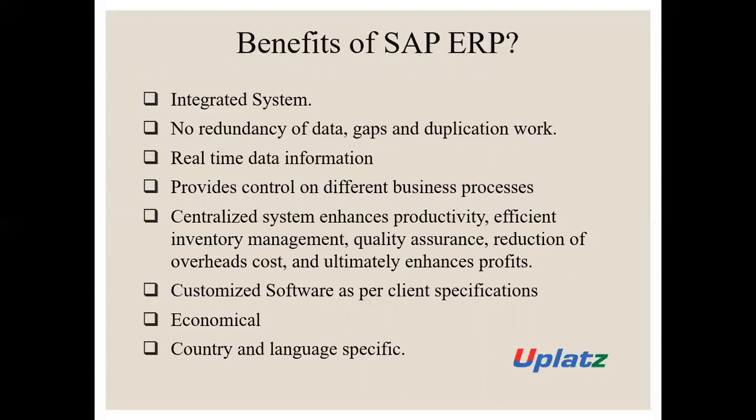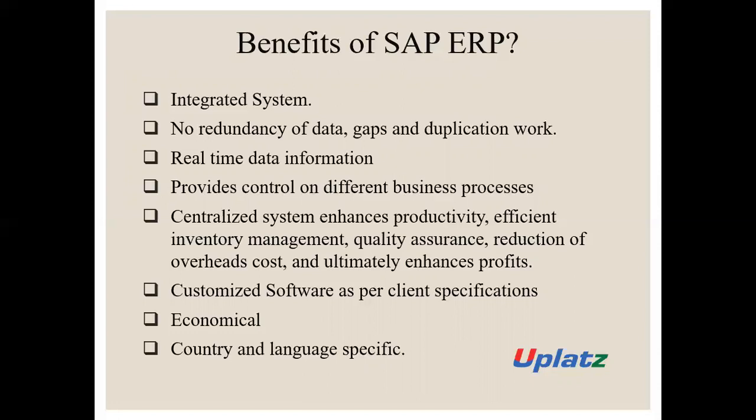It controls different business processes. Yes, an ERP system has control on all the business processes. Every module is controlled. A centralized system enhances productivity. Yes, if a company uses any ERP which is centralized, it enhances the productivity. Efficient inventory management. Yes, if every department is integrated, there are numerous chances of efficient inventory management. Quality assurance. Yes, if there is an enhancement in productivity, and if there is proper inventory management, there will be quality assurance.